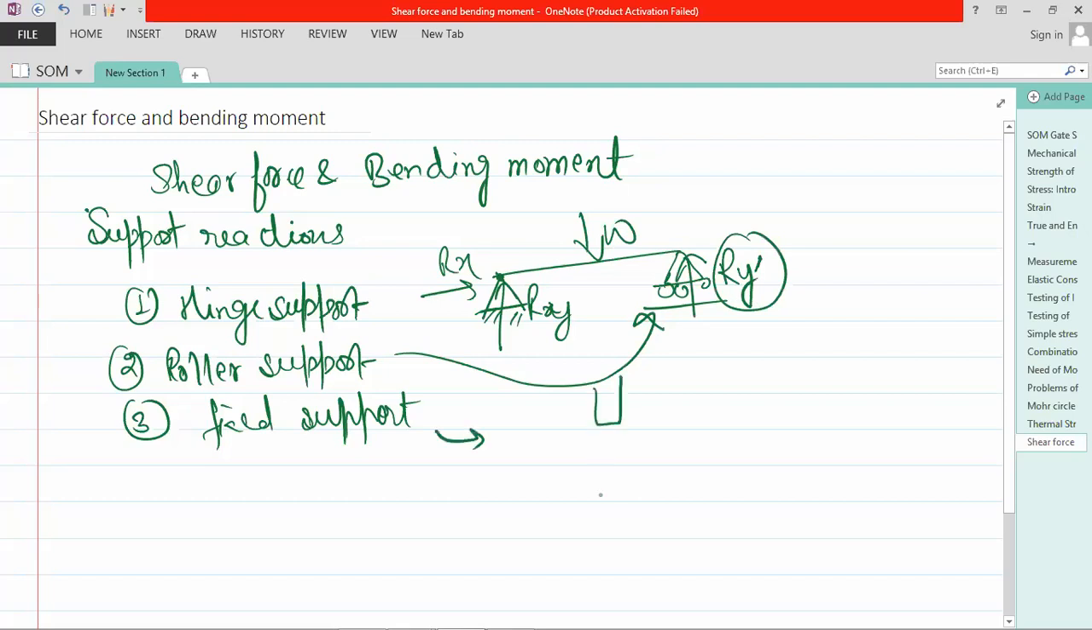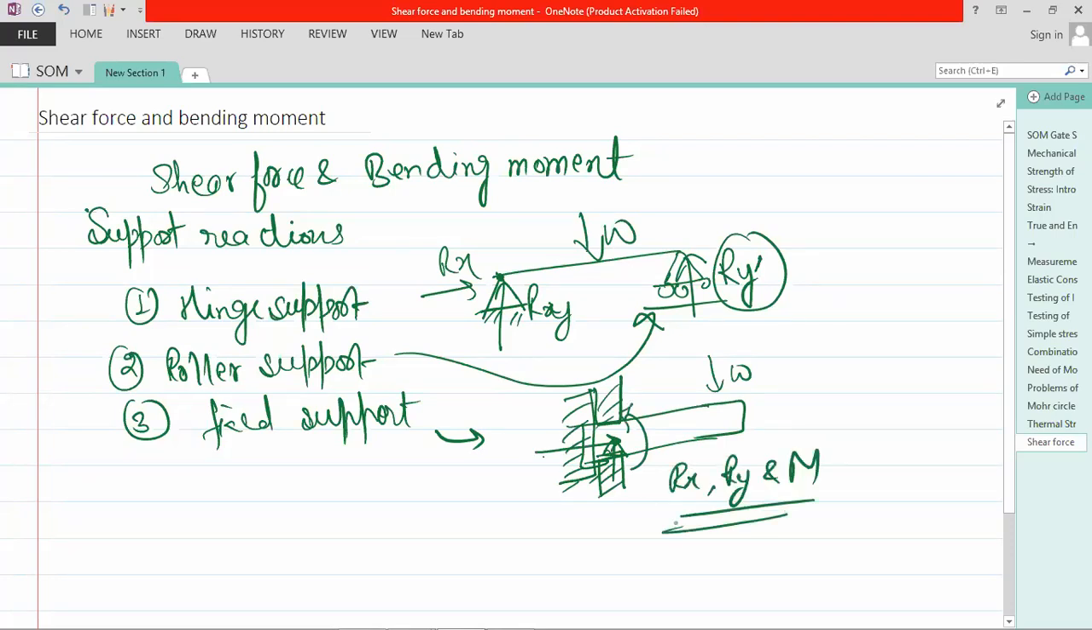Suppose you clamp something into a wall, and now you are applying load W. Here also there are reactions, and because it is fixed, it is restricted in all directions. It has one direction, two directions, and a moment. So Rx, Ry, and M. These are the three reactions in this picture. So the hinge has two reaction forces, the roller has one reaction force, and the fixed support has three reactions. So quickly write it down.